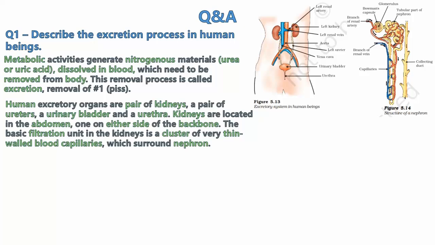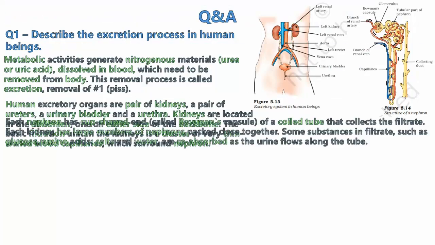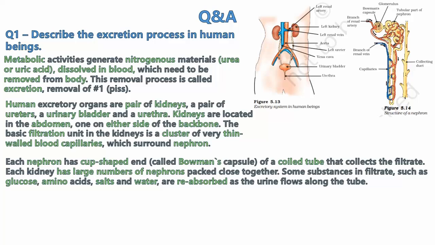These are the red and the blue capillaries which you see in image number 2, which surround a nephron. The nephron is the yellow, coiled tube which you see in image 2. These are very small, and the kidney has a large number of such setups. Each nephron has a cup-shaped end called Bowman's capsule and a coiled tube that collects the filtrate. The kidney has a large number of nephrons packed close together.